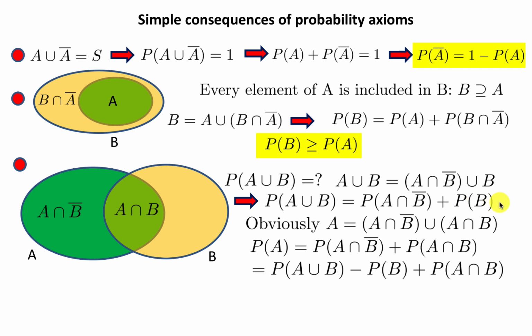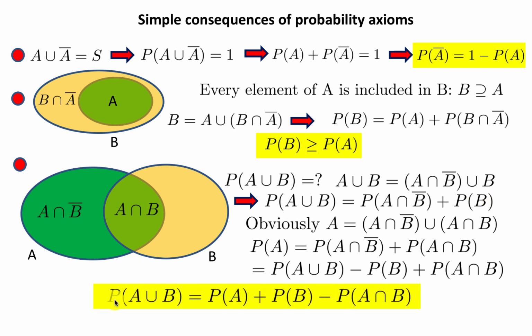Well, now we've got basically what we wanted. We've discovered that P of A union B, which is what we wanted, is the sum of the probability of A and the probability of B. And from here you have to subtract the probability of the intersection of A with B.